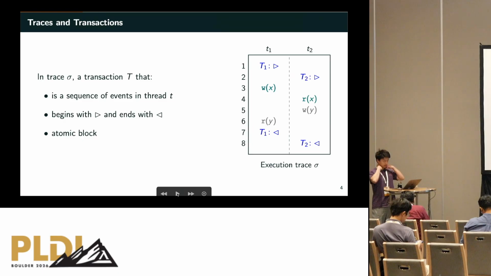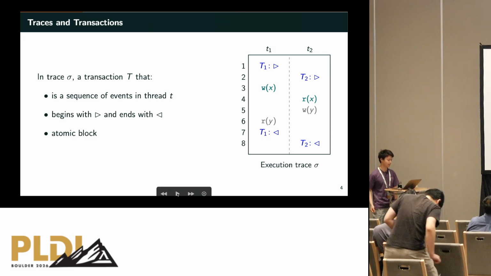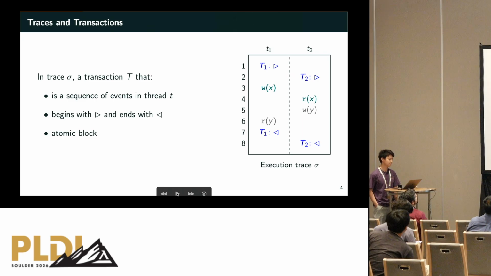Here is a trace generated by a concurrent program. A trace sigma is a sequence of events in a total order. We call that the trace order. A transaction is a sequence of events in a thread T, and it begins and ends with the small triangles. For example, here the transaction T1 has 2 events, and each transaction can be considered as an atomic block.